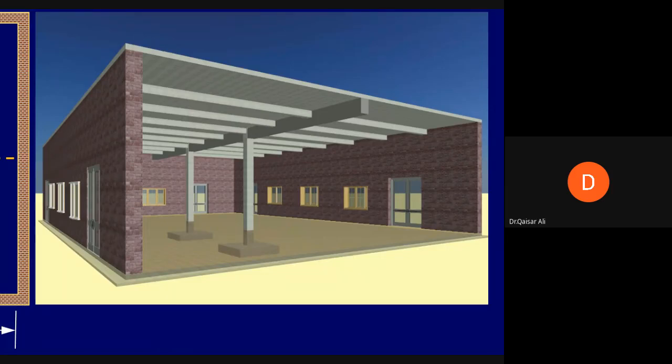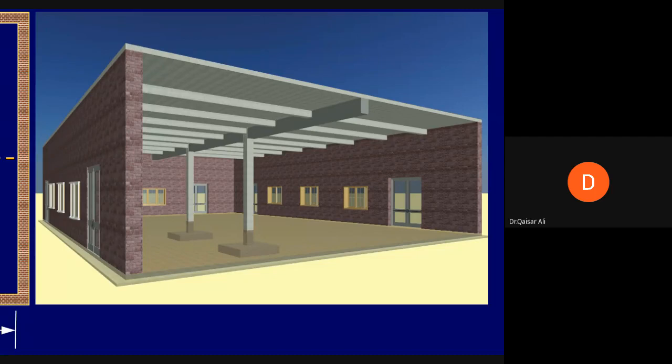Now, if you look at this beam we call a girder, the depth of this girder is generally more than the depth of the supporting beams. This beam depth is less than this beam. So this beam we call a girder because it is stiffer than this. Otherwise, this beam will not be able to support these beams.